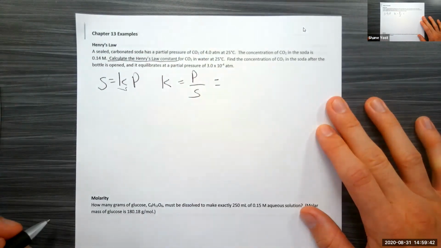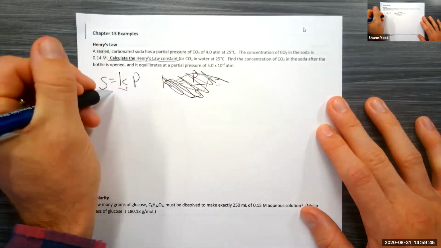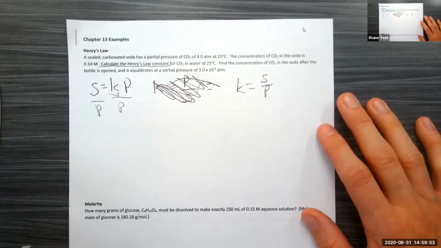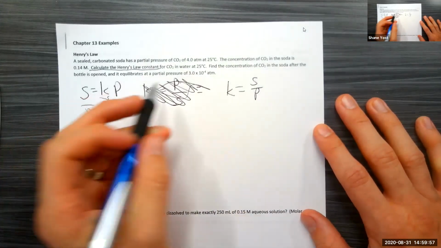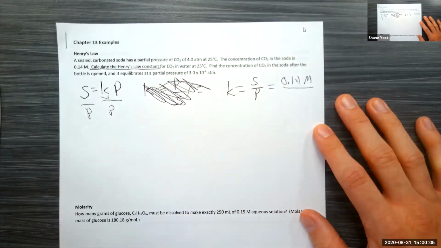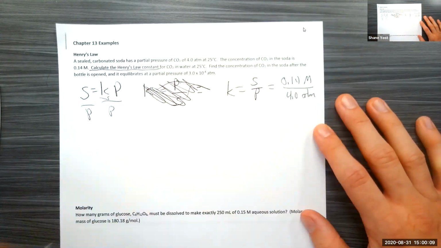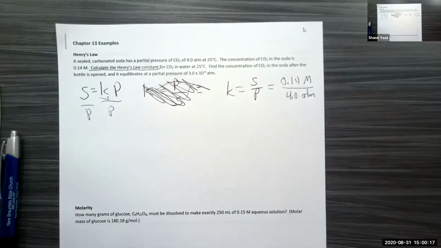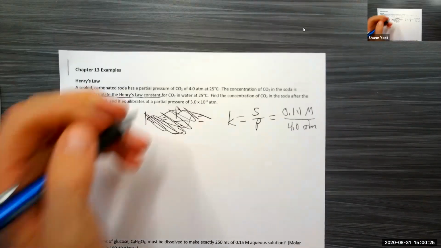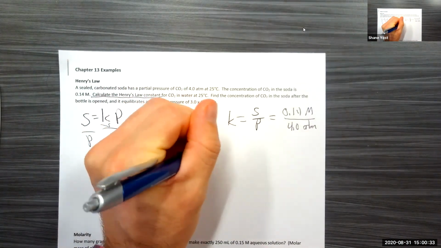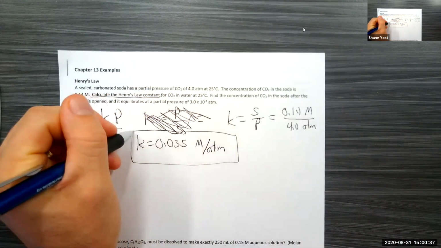That's wrong, sorry. Divide both sides by P to get K equals S over P. And so now plug in my concentration, which I've been told was 0.14 molar, over a pressure of 4.0 atmospheres. And so plug that in. You get that K equals 0.035 molar per atmosphere. So that is my value of K.